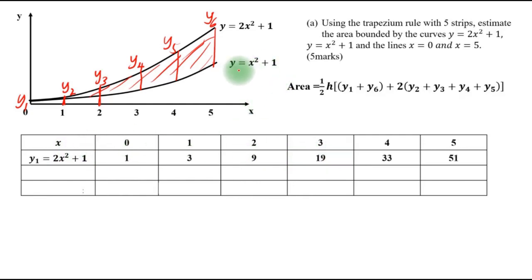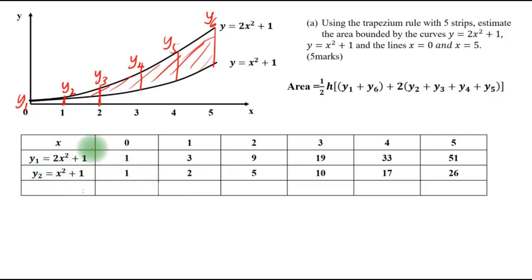Then we take this as y2, and we do the same substitution. When x is 0, y2 is 1. When x is 1, this will be 2. When x is 2, this will be 5. When x is 3, we have 10. When x is 4, that will be 17, and lastly when x is 5, that will be 26.